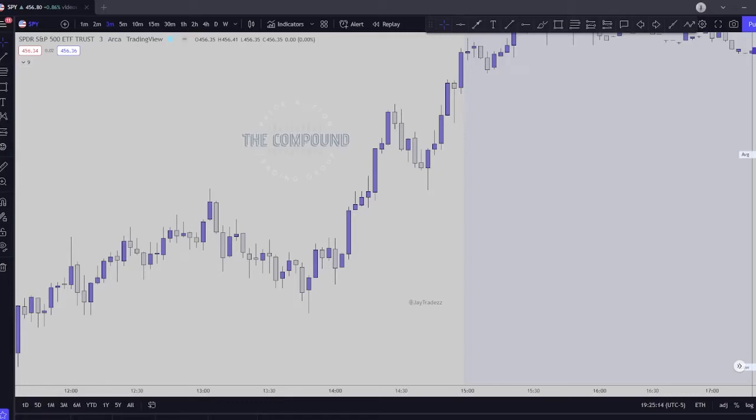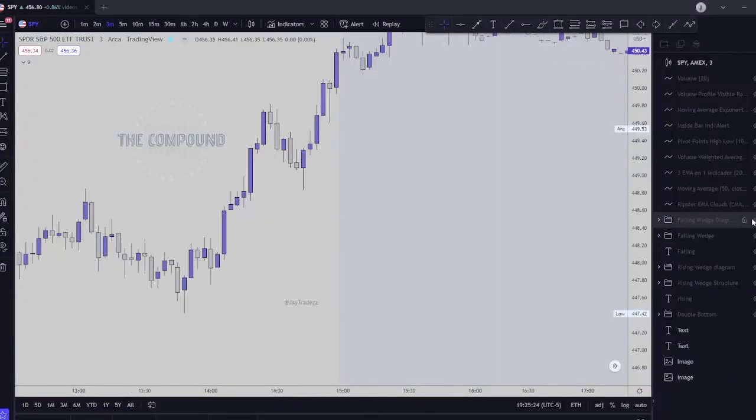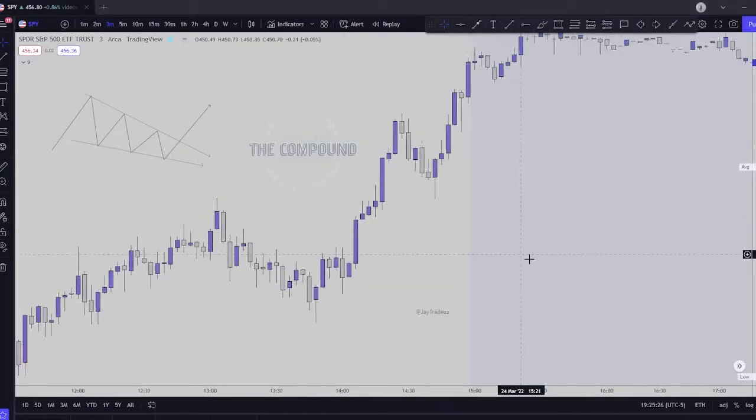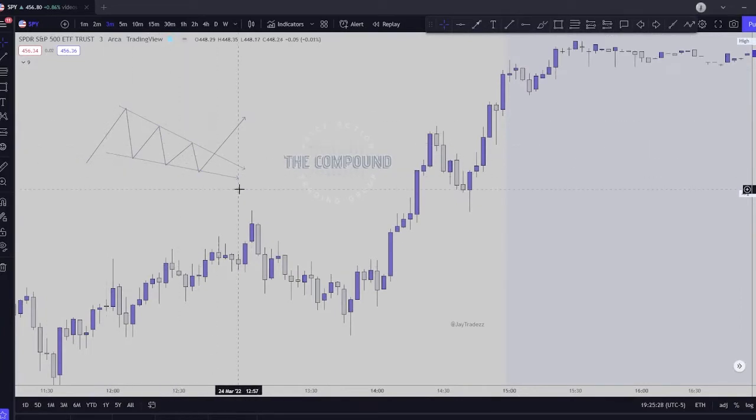Today I'll be going over how to identify and play rising and falling wedges, using market structure and trend lines. Today I'm taking a look at SPY, 3-minute chart. Let me go ahead and just put this diagram up of what I constitute as a falling wedge. This is just a diagram of what it is.